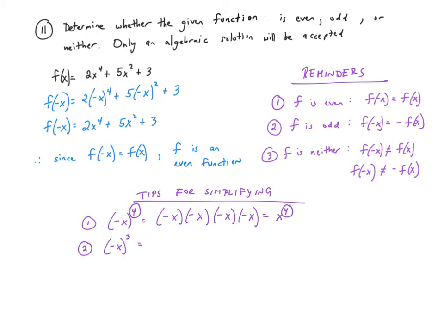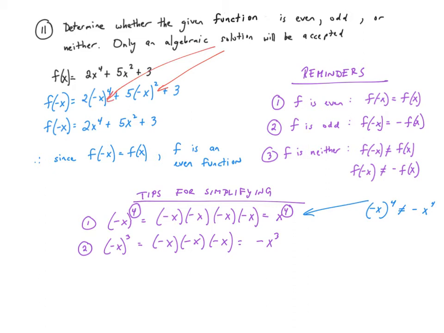Tip number 2, suppose that our exponent is odd. For example, suppose we have the quantity negative x cubed. That's equal to negative x times negative x times negative x. Negative times negative times negative is negative, and we'll get negative x cubed. So this sort of thing happens when the exponent is odd. We should notice that the quantity negative x to the fourth is not equal to negative x to the fourth. That's why it's very important to use parentheses right here in this substitution step.